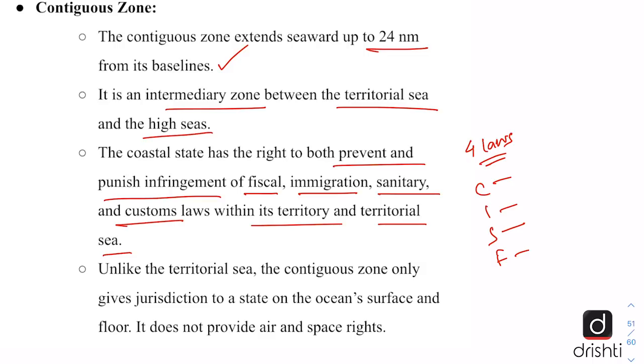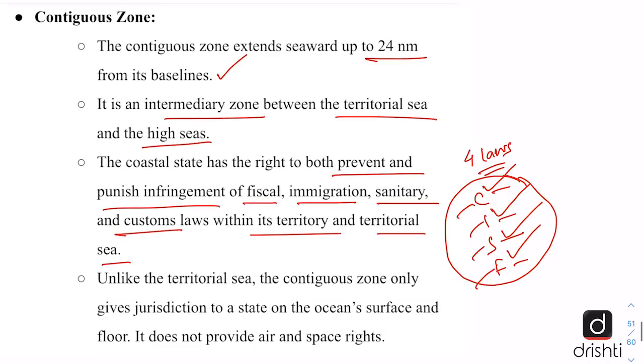So, an acronym to remember this is CISF. CISF we know is Central Industrial Security Force, but here we can remember that CISF is allowed in the contiguous zone. So, a coastal state can have 4 laws applicable in the contiguous zone which deal with customs, immigration, sanitary, and fiscal laws. Also, another important thing is that the contiguous zone only gives jurisdiction to a state on the ocean surface and floor. It does not provide air and space rights, so these are not allowed.